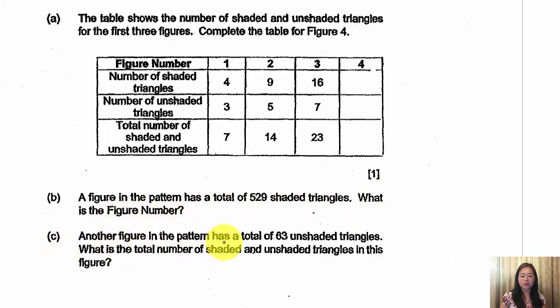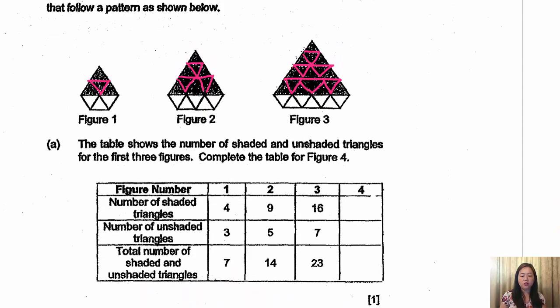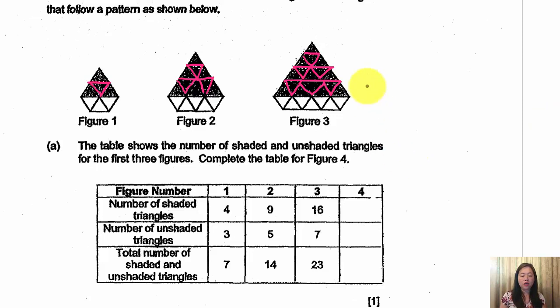Another figure in the patterns has a total of 83 unshaded triangles. What is the total number of shaded and unshaded triangles in this figure? To handle pattern questions, the trick is to try and come up with a formula that you can use to solve the question.